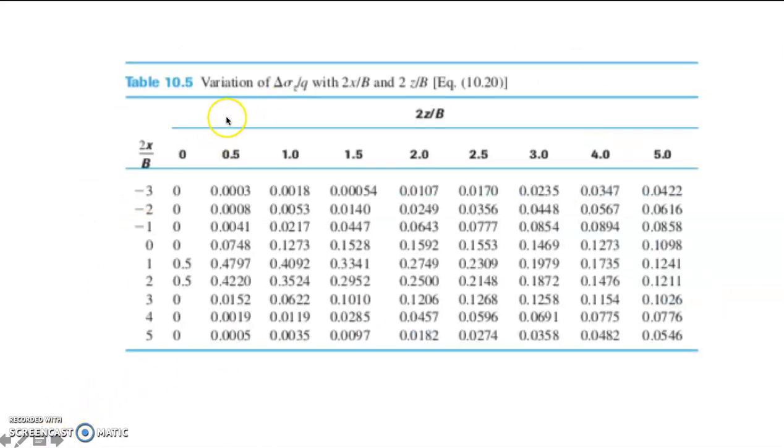So we have here a table 10.5, the variation of delta sigma sub z all over q with a value of 2x all over b and 2z all over b. We just need the value of 2x all over b and 2z all over b so that you can get the value of delta sigma sub z all over q from this table 10.5.